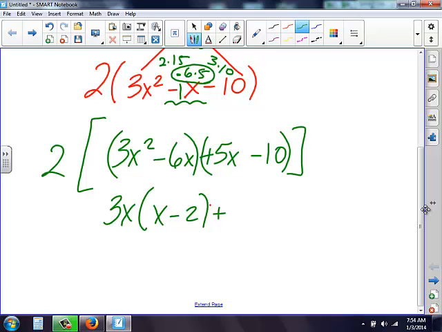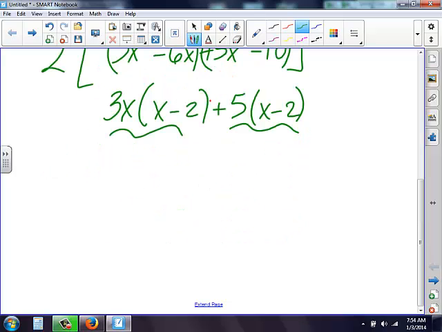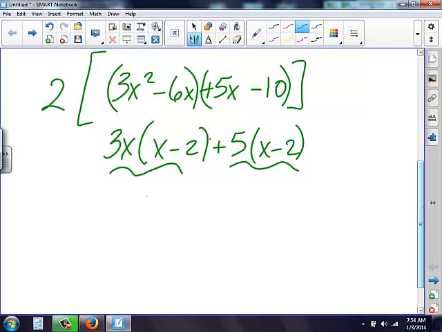And I look at my problem, 5x minus 10. I can pull out a 5. Therefore, I'm left with x minus 2. That was my goal. I have a term here. I have a term here. They both share that x minus 2. Therefore, I'm pulling out that x minus 2. And I pull it out of here. I'm left with 3x. I pull it out of here. I'm still left with that plus 5.